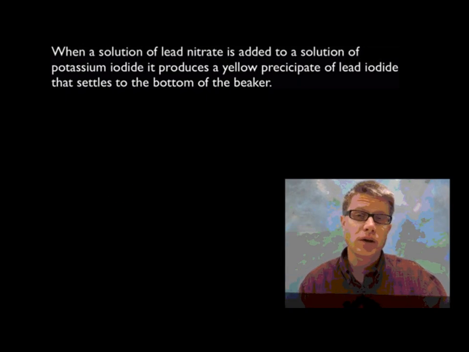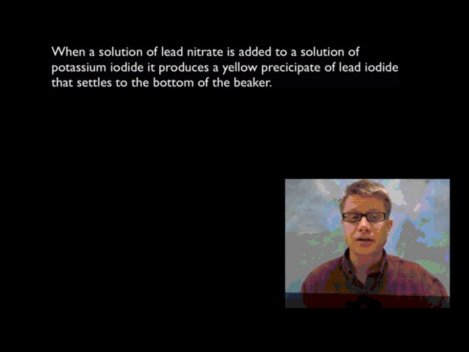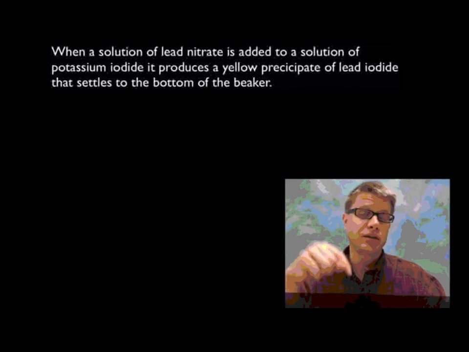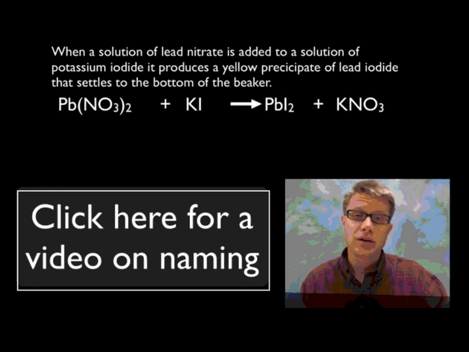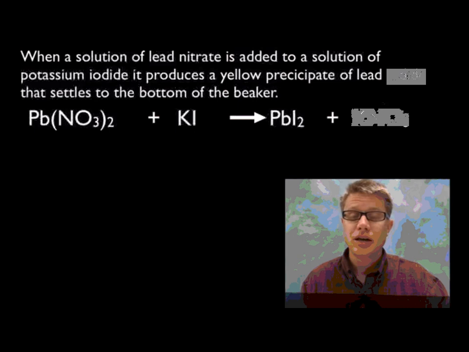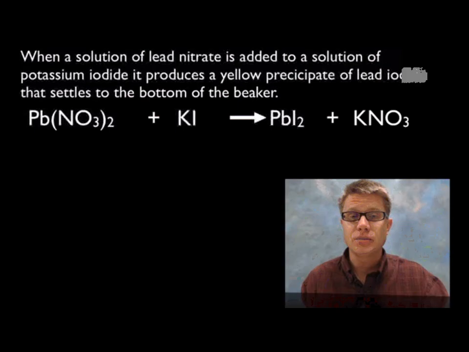Next thing I want to do is write out my reactants and products. Now, if you don't know how to go from the name of a chemical to its equation and vice versa, I'll put a link down here to a naming compounds video that should help out. So the first thing I want to do is write out all the reactants and products. So now we've got lead nitrate, potassium iodide, making lead iodide and potassium nitrate.